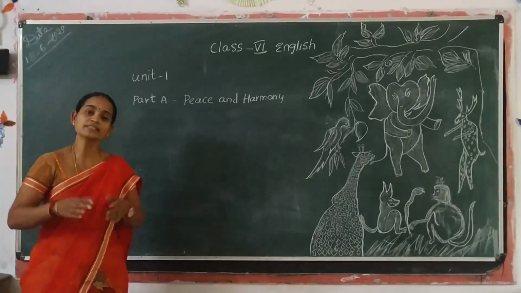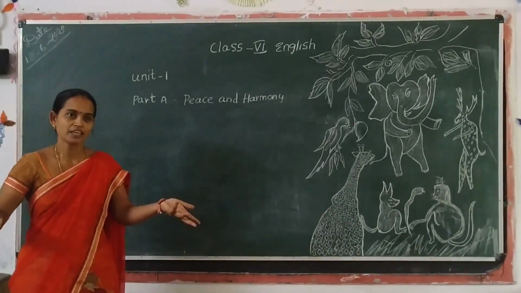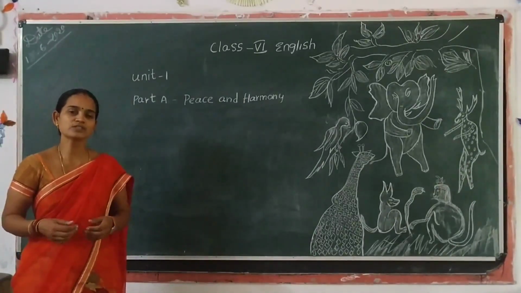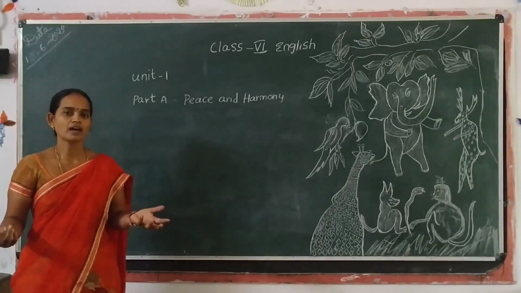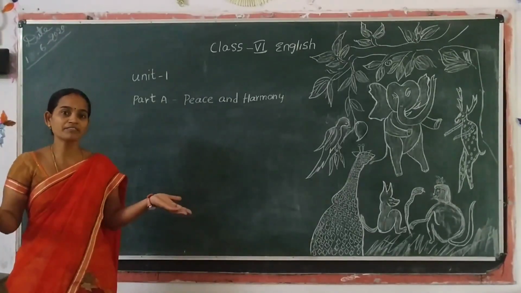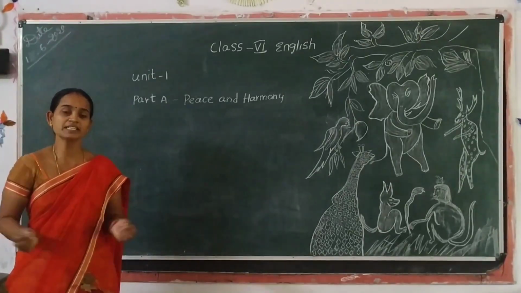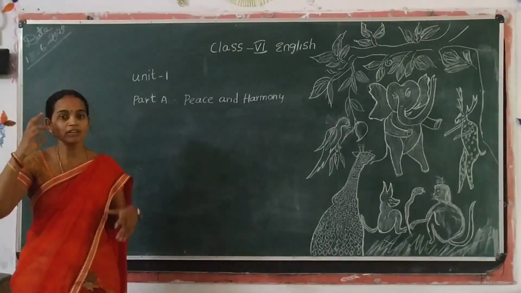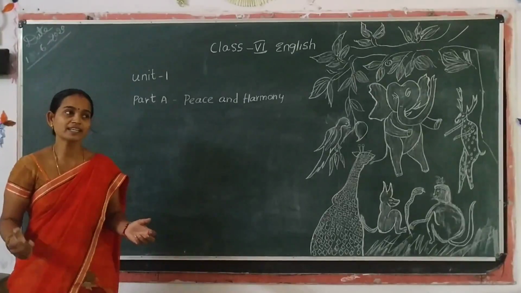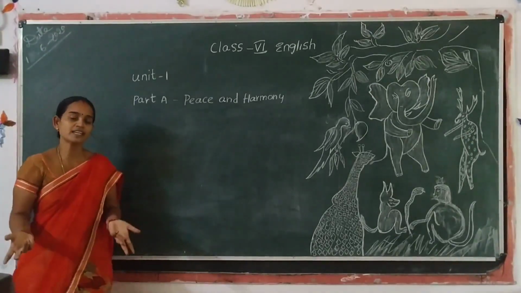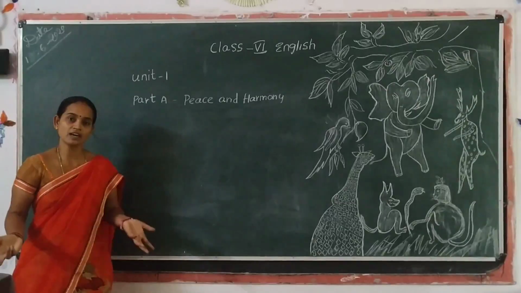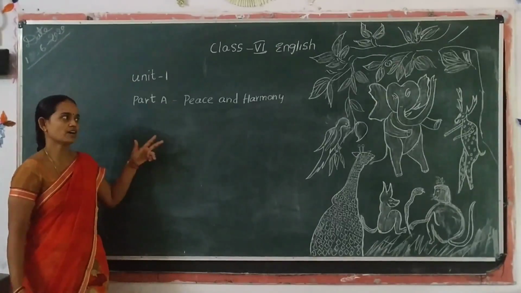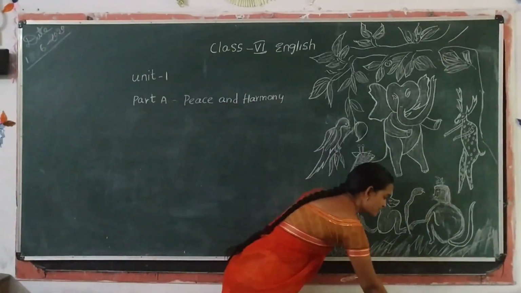So if there is no peace and harmony, what will happen? If there is peace and harmony, what will happen? For example, in our family, if there is no problem and all the relations are very good, then family life will be very nice. If there is any problem between the members of the family, there will be some quarrels. Then the mode of living will be different. So like that, here is the lesson for you, to understand how we have to live in peace and harmony. Okay? Let us go into the lesson, Peace and Harmony.